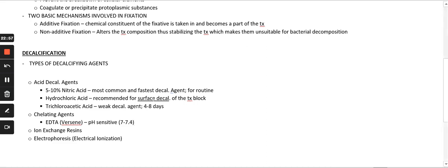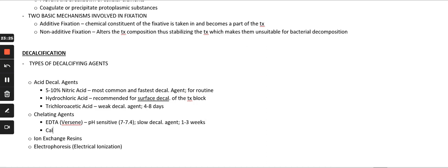Now another one, EDTA is considered a slow decalcifying agent. It is a slow decal agent, and its decalcification time is around 1 to 3 days. Days ba? Actually, 1 to 3 weeks. So dugay-dugay jud siya. Another example I would just like to say is your Cal-Ex.